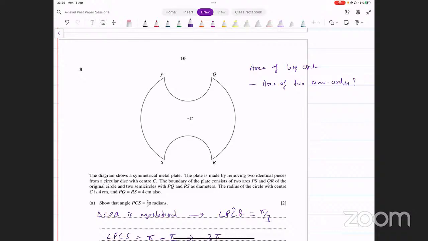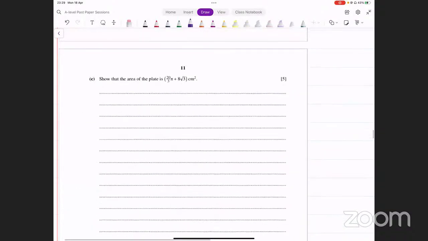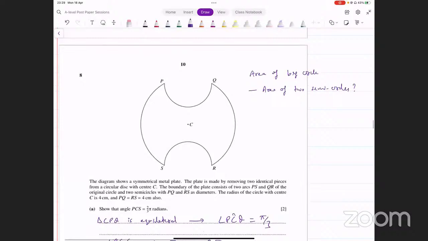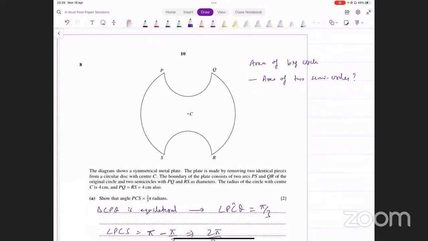Will that give me the result? Area of the big circle minus area of the two semicircles. Is that going to be enough? 5 marks is actually a lot for that, if it was just that simple. Yes, so that's not going to be the case.